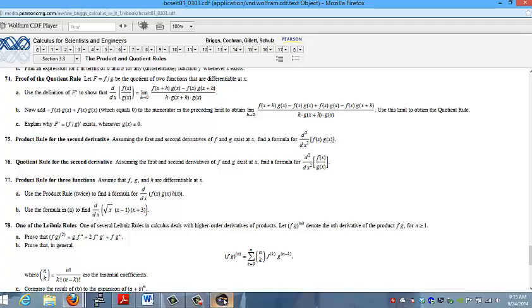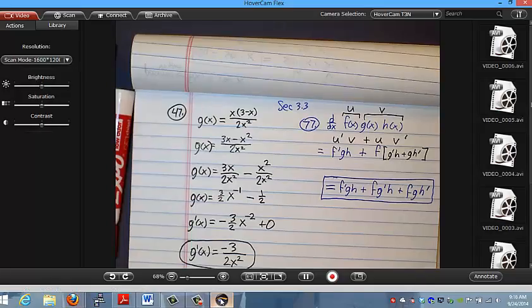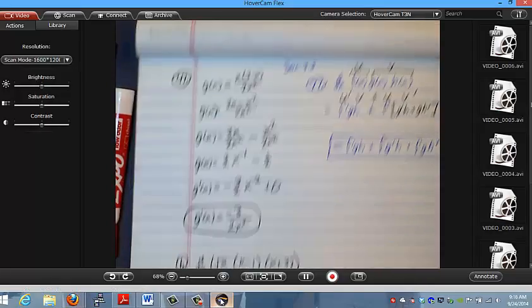Could I find that derivative by simplifying first? I could. But it would take a while to simplify that, and you'd have x to the 1/2 power, and you could do it. But I have a feeling this new product rule is going to be nice. So let's see if we can do it this way. And I wrote the problem down below.